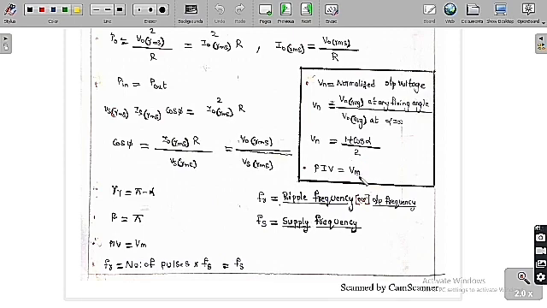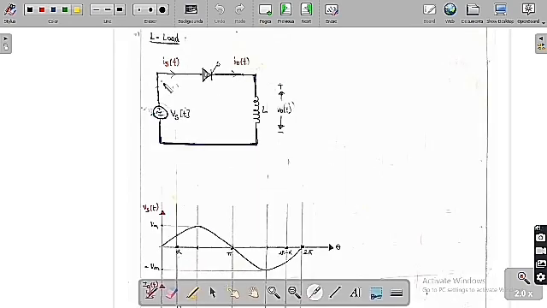I've already told you the form factor is the ratio of the RMS value by the average value. So we find the form factor of the output voltage, which is V naught RMS by V naught average, whereas the ripple factor is equal to the square root of form factor squared minus 1. Now we are going to learn the other case, the L load.